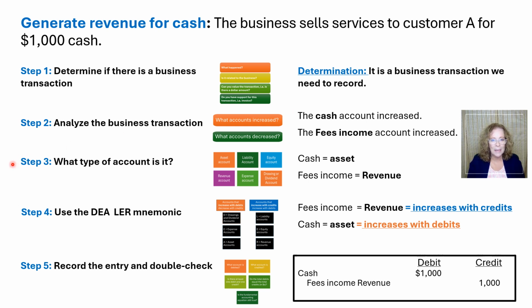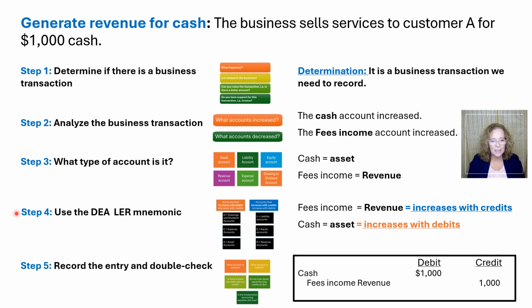So in step three, we determine what type of accounts are impacted by the transaction. What type of account is fees income? What type of account is cash? Fees income is a revenue account and cash is an asset account. So revenue is impacted and assets are impacted.